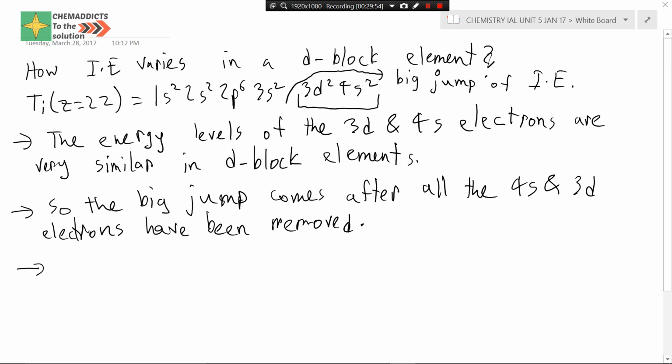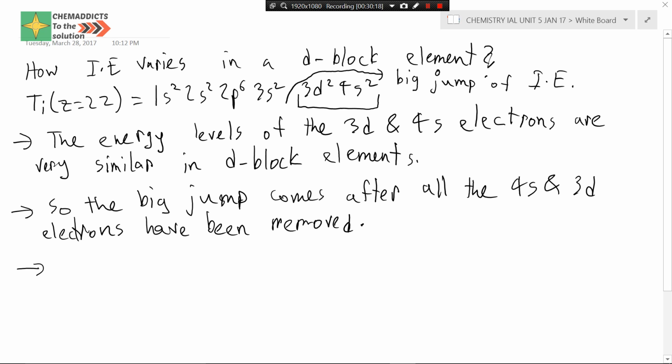So the big jump comes after all the 4s and 3d electrons have been removed, as you can see. Since these two have similar energy levels, they will have similar or gradually increasing ionization energy, and then there will be a big jump. As simple as that.